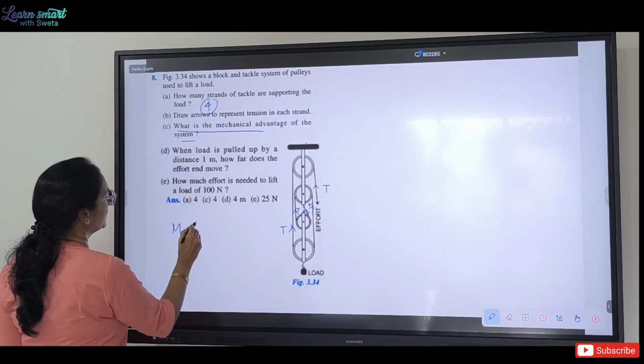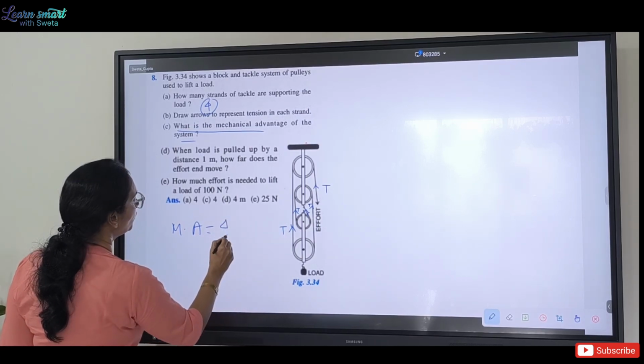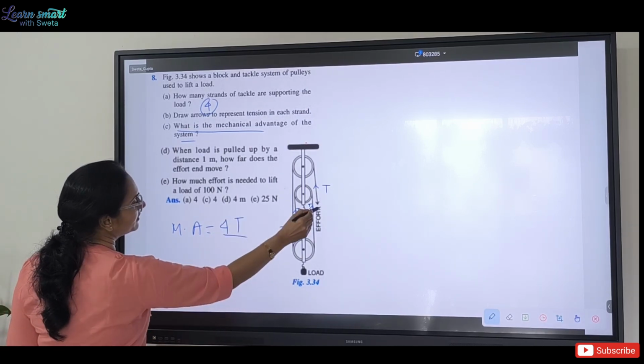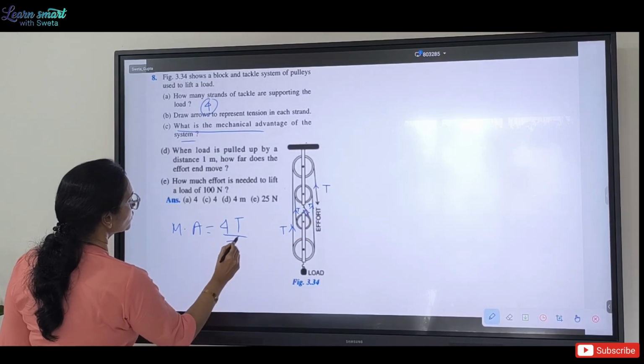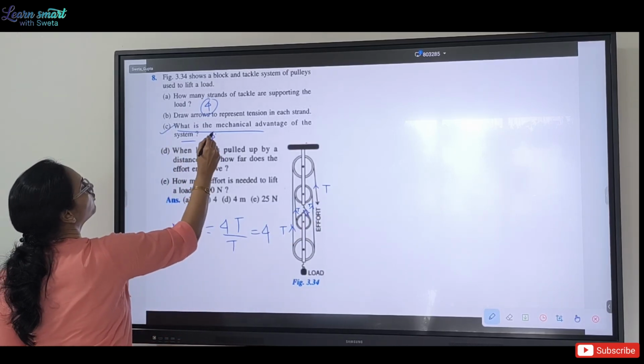So mechanical advantage, how do we write? So load is supported by 4T. So 4T upon effort. Effort is equal to 1T. So which becomes equal to 4. So mechanical advantage will be 4.